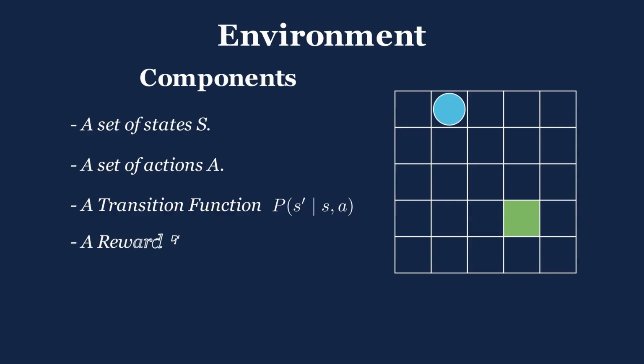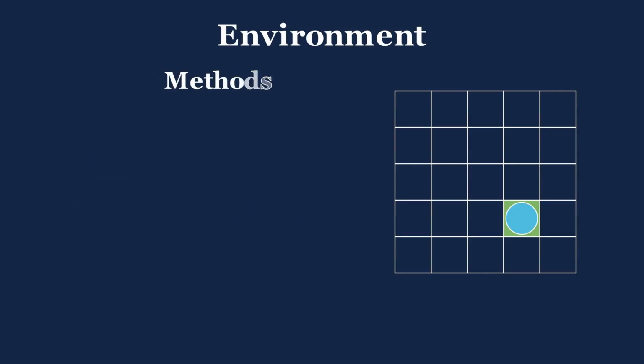A reward function R, which gives a numerical reward for transitioning from state S to S prime via action A. The agent receives a +1 reward when the player reaches the green goal square, and 0 reward for every other action. An environment typically provides three main methods.